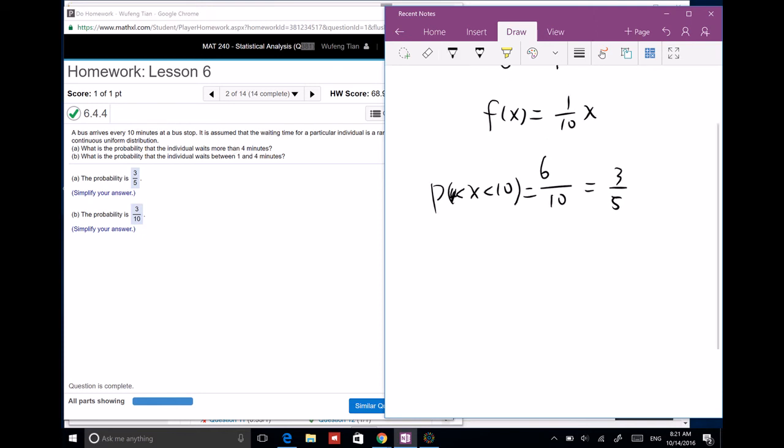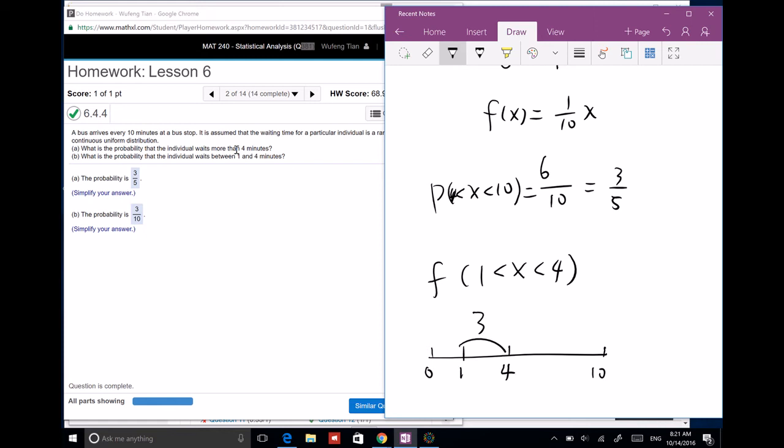That's how you find the uniform distribution probability. The probability of between 1 and 4: you draw a picture, 0, 10, and it's 1 and 4, this distance equals 3, so it's 3 out of the total of 10.